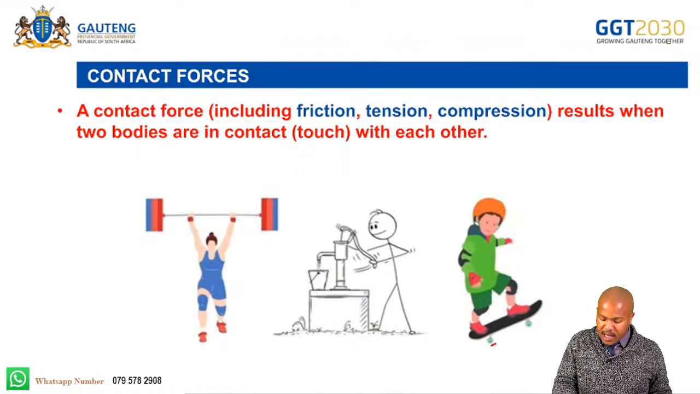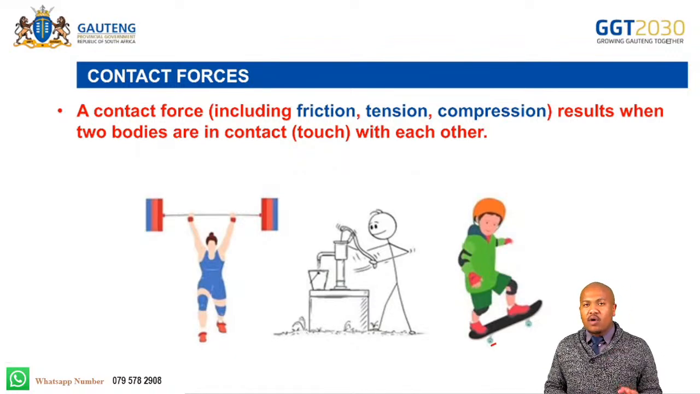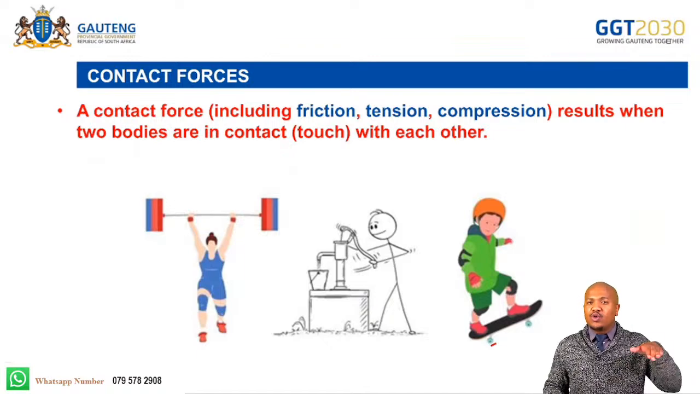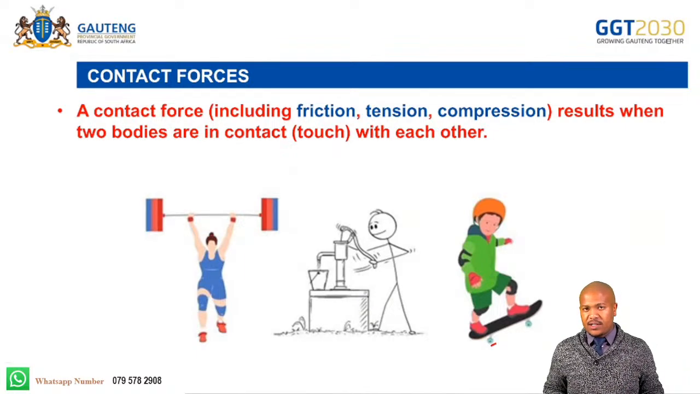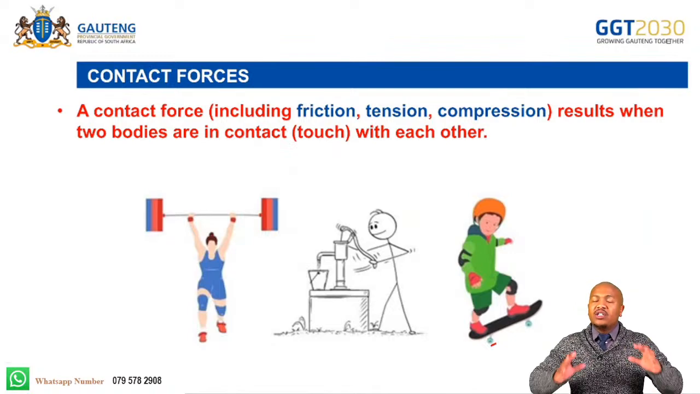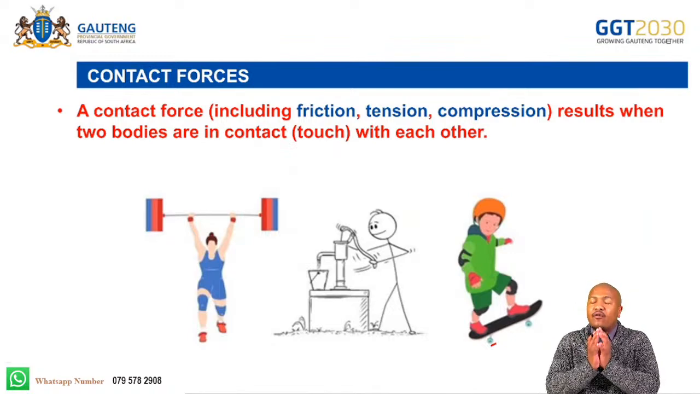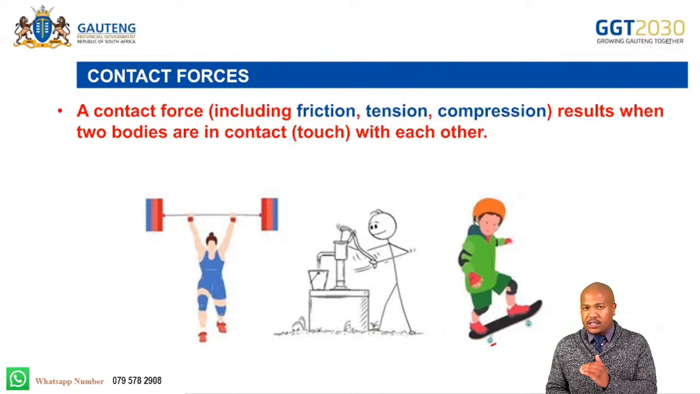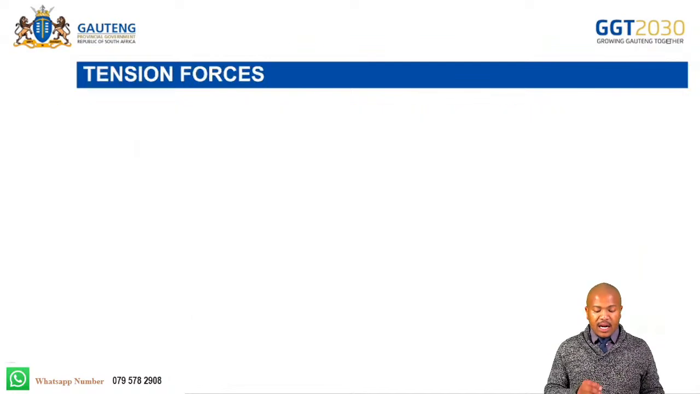Frictional force. The wheels of your skateboard need to be in contact with the surface in order for you to skate on the surface, or also to do what? To stop the skateboard. So the fact of the matter is that contact needs to be there in order for the force to act. That's all about contact forces. The objects need to touch each other so that the force can act.